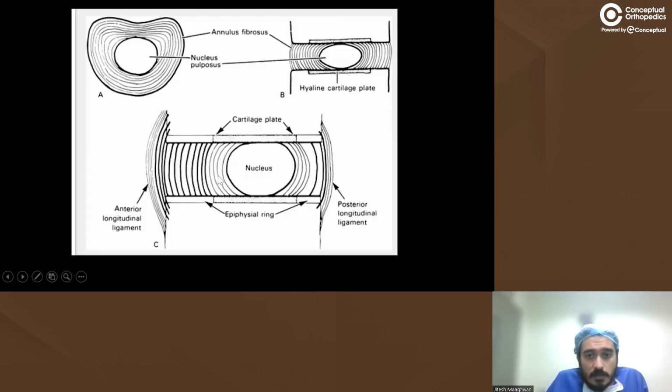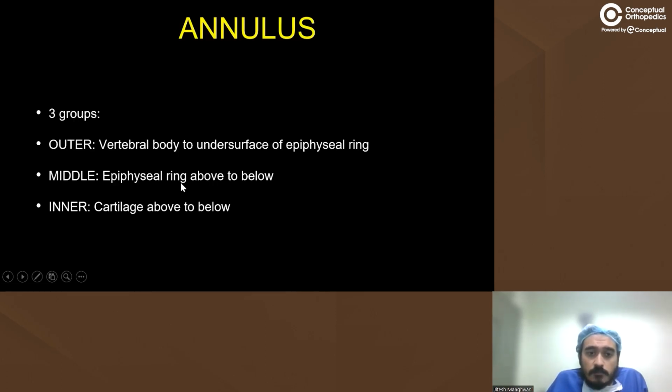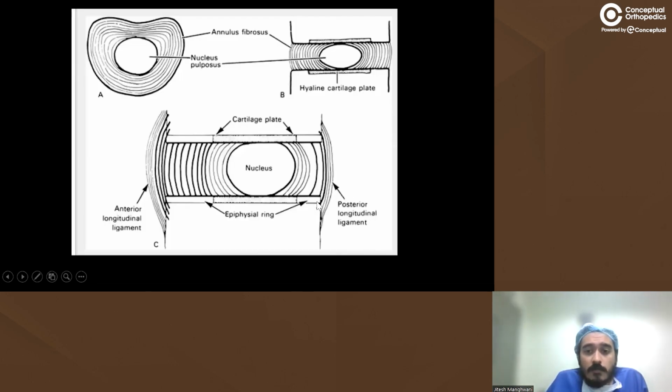So over here, as you see, this is the cartilage plate. These are the epiphyseal rings. This whole structure is the disc. This is the axial plane wherein you see the nucleus pulposus, surrounded by the annulus fibrosus. Now, the outer fibers are the ones that connect the vertebral body to the undersurface of the epiphyseal ring.